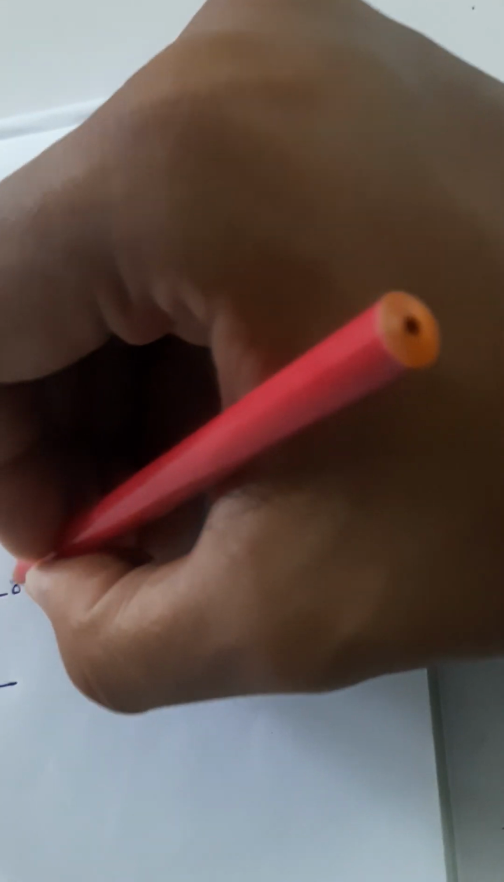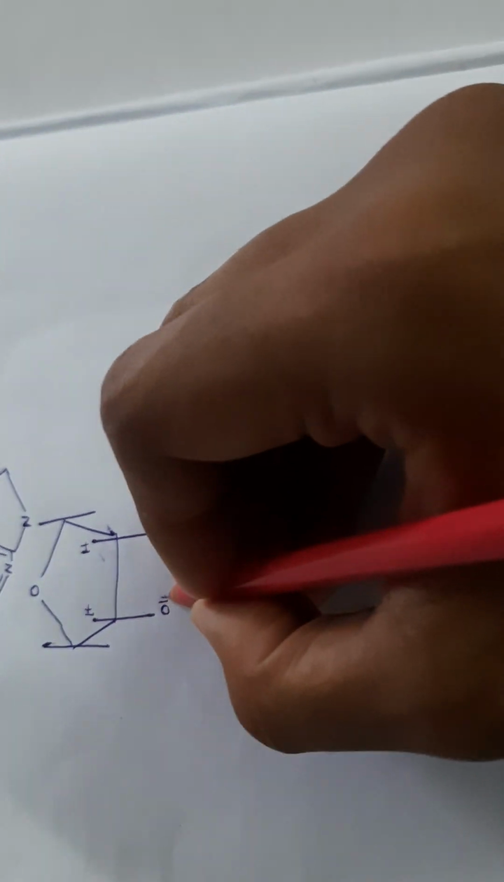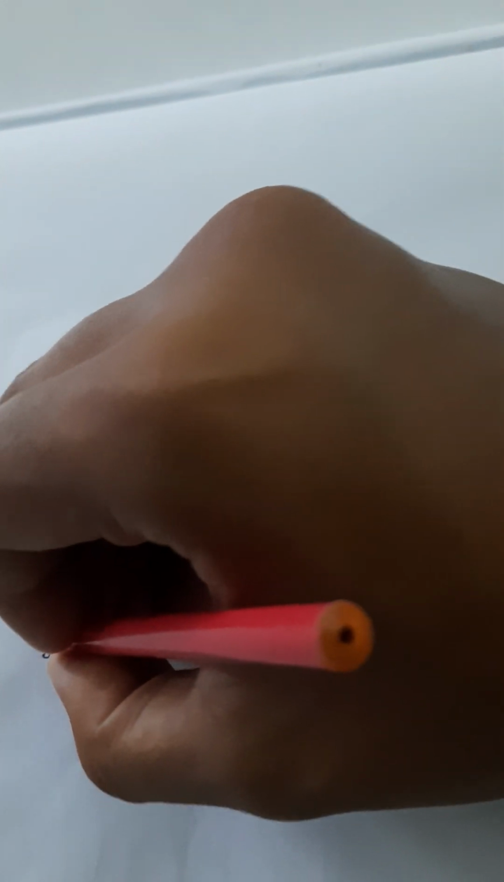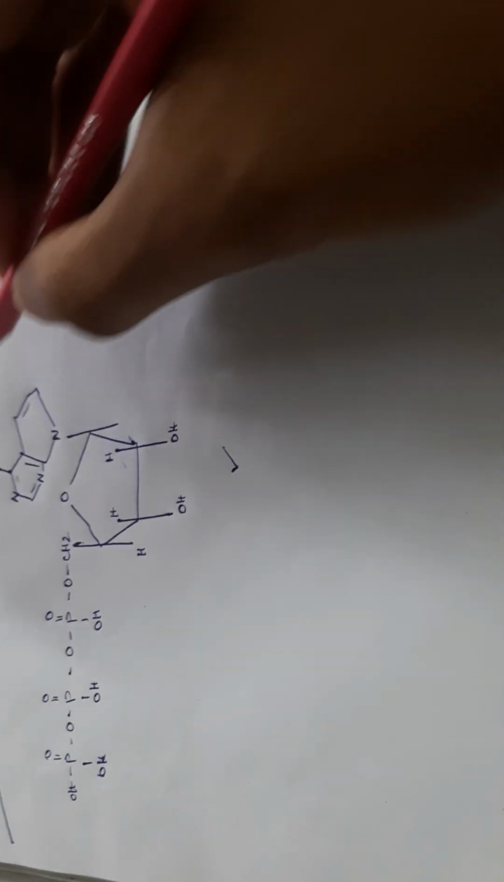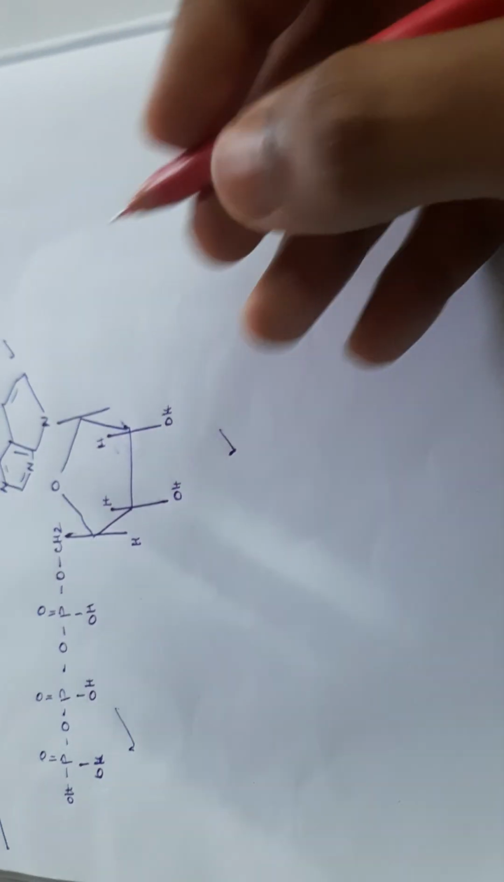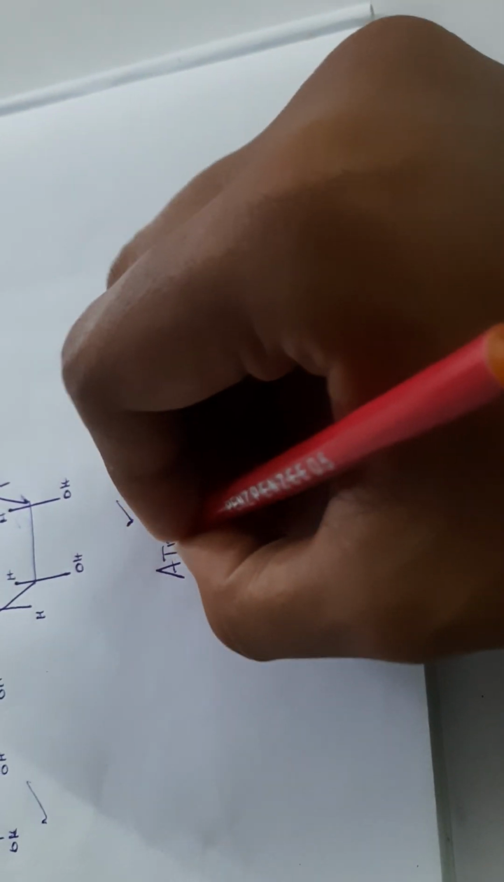And HOH here, HOH here, and CH2 here, where the 3 phosphate groups are binding: O, P double bond O, OH is exposed; P double bond O, OH is exposed; O, P double bond O, OH, OH. So it contains the ribose sugar molecule with the adenine at the 9 position and 3 phosphate groups. So it makes the ATP structure.